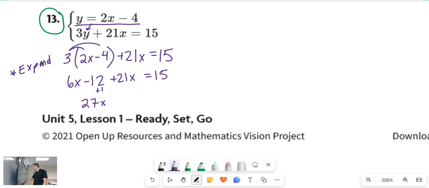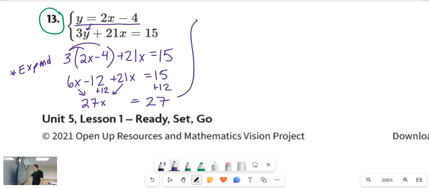And all we're going to do is add 12 to both sides, right? So we said the 6x comes down, the 21x comes down, they combine, and then we're adding 12 to both sides. Plus 12 plus 12. So 27x equals 27, right?